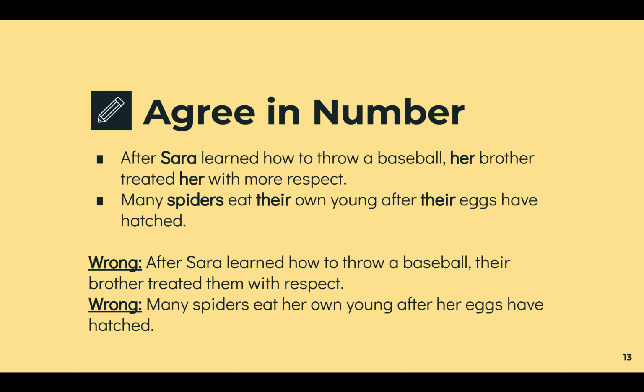Many spiders eat their own young. Spiders is plural, and so is the word their. The pronoun their is also plural. It would be wrong to say many spiders eat her own young, because many spiders is more than one. Her is a pronoun that's singular. Okay.